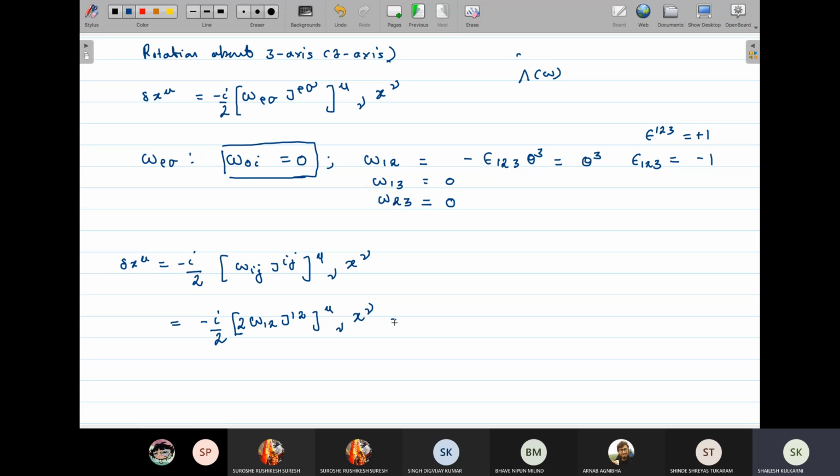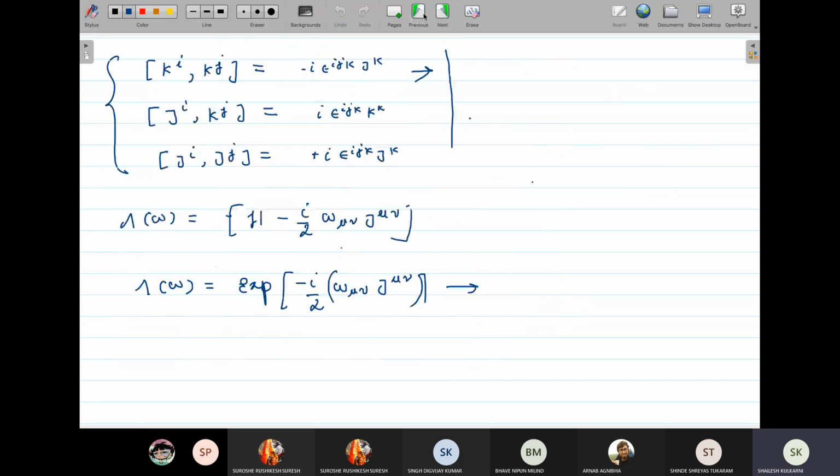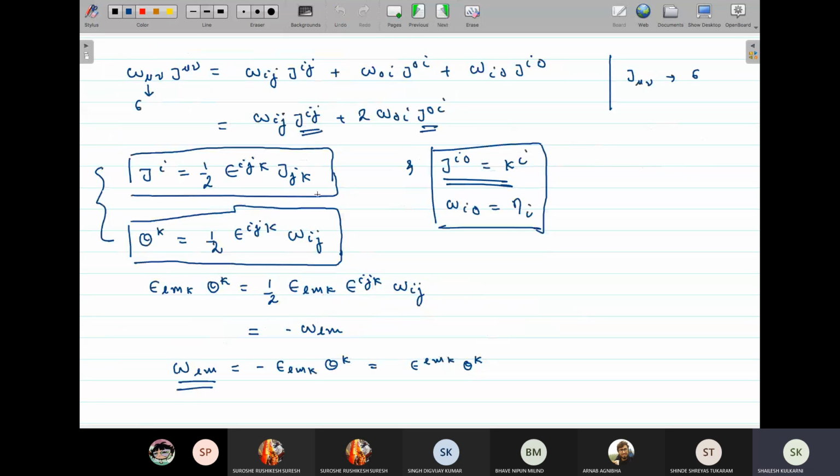So I will get minus i omega 1 2 j 1 2, and now there will be these indices mu nu x nu. So this is equal to minus i omega 1 2, omega 1 2, we agreed that it is theta 3. And j 1 2 will be equal to, okay, so we have to invert it.